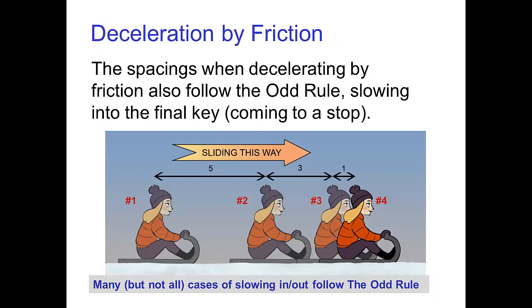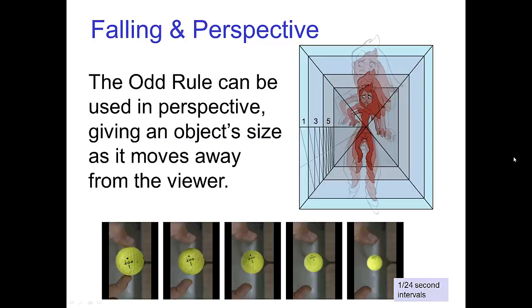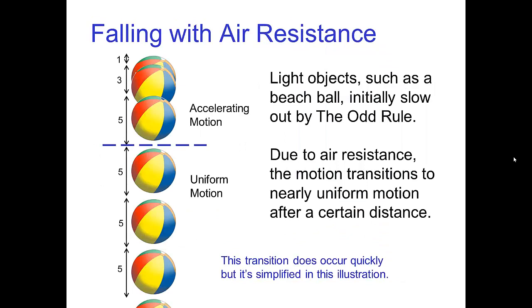Spacings when decelerating by friction also follow the odd rule, slowing into the final key, that is, coming to a stop. Many, but not all cases of slowing in or slowing out follow the odd rule. The odd rule can also be used in perspective, giving an object's size as it moves away from the viewer. Finally, light objects, such as a beach ball, initially slow out by the odd rule. However, due to air resistance, the motion transitions to nearly uniform motion after a certain distance. Note that this transition occurs quickly, but it's simplified in this illustration. We'll look at this type of motion more carefully in some of the other videos.